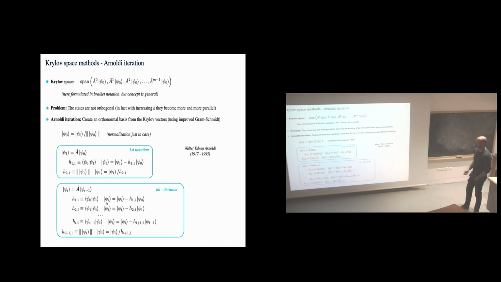In the second iteration, I'm going to get a second state which is now orthogonal to the previous two, and so on and so forth. So this scheme is called the Arnoldi iteration. It's named after a person of whom, strangely, you really find no picture on the whole internet. So it still exists.